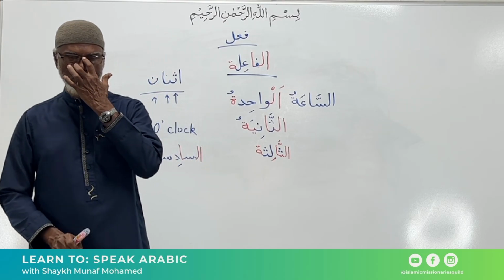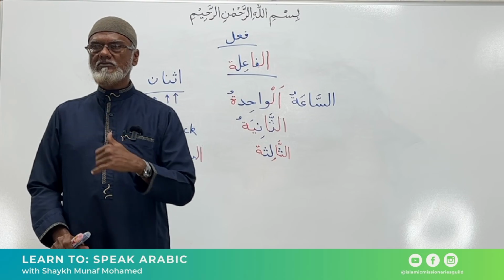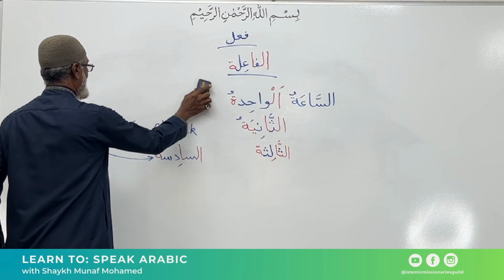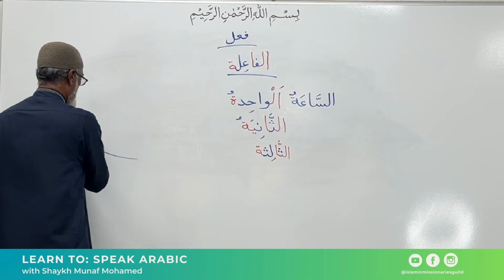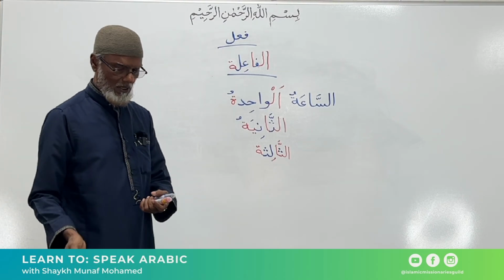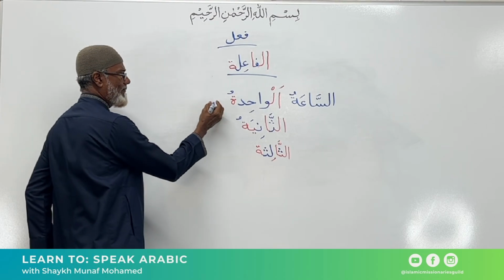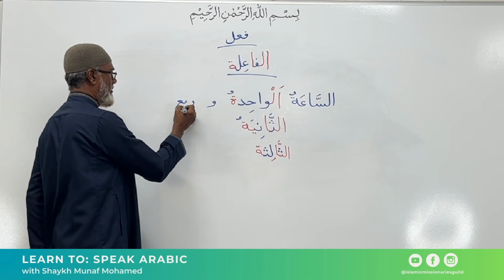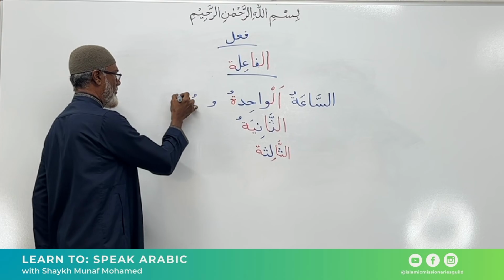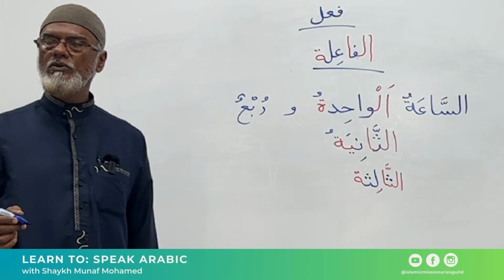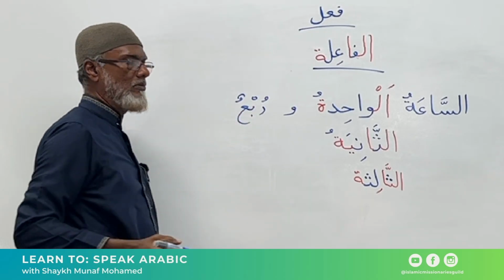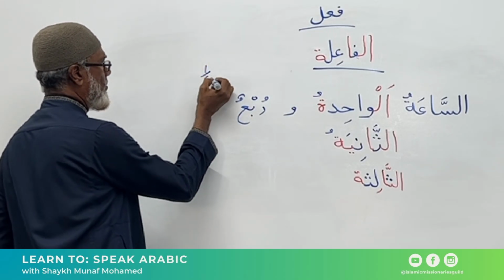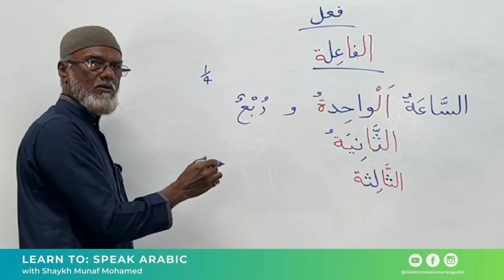But that is when the time is on the hour. All right? But supposing now it is quarter past. So we will say الساعة الواحدة. And we just say wa, and it's quarter. So we have وربع. ربع. Right? وربع. So ربع is quarter. ربع means quarter.